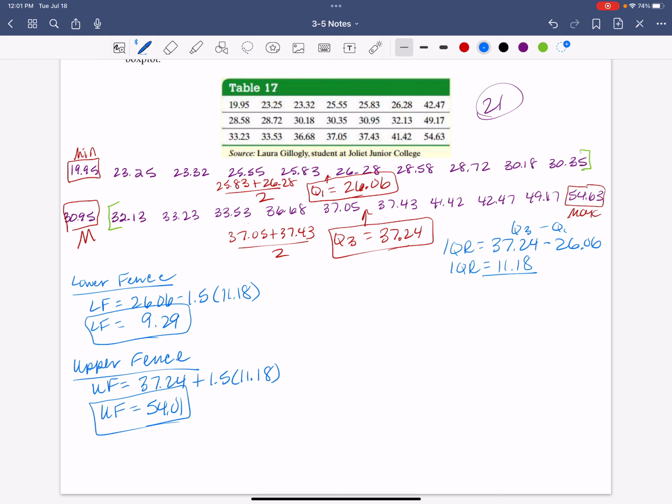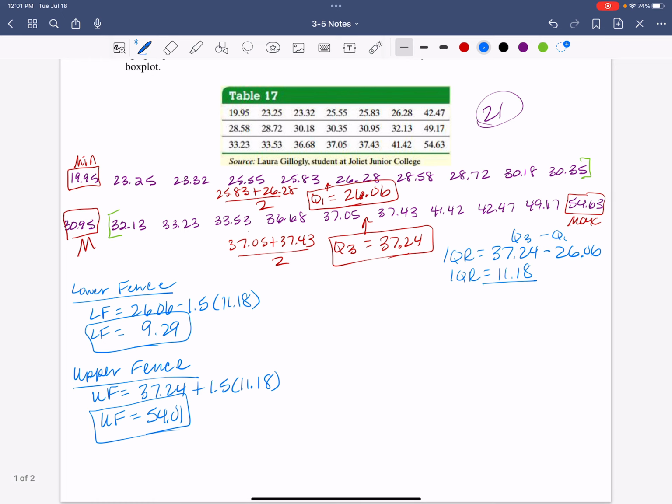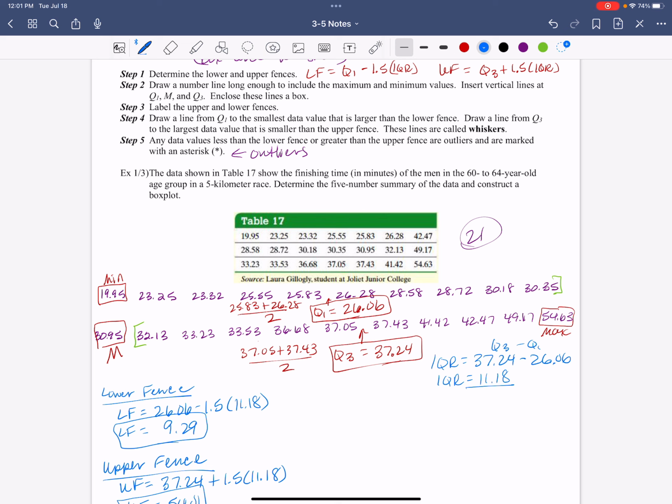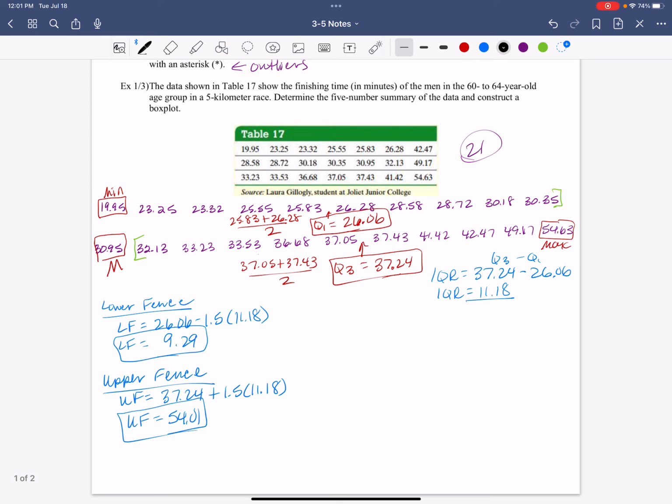Nice. Okay. So notice that's the very first thing that you want to figure out in our steps, because you want to determine, do I have any outliers, right? So I'll know where the asterisks are, and I know where to draw my whiskers at that point too. And then look at step 2. It says draw a number line long enough to include all of the maximum and minimum values. So we are going from 1995 to 5463. So what do you say here? Let's go with the number line. Let's go from 0 to 60, or we could even go 10 to 60, I guess, because that would cover it all.